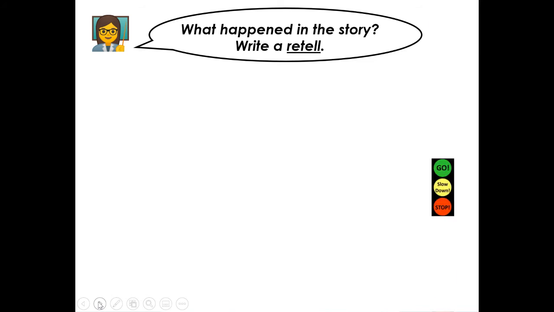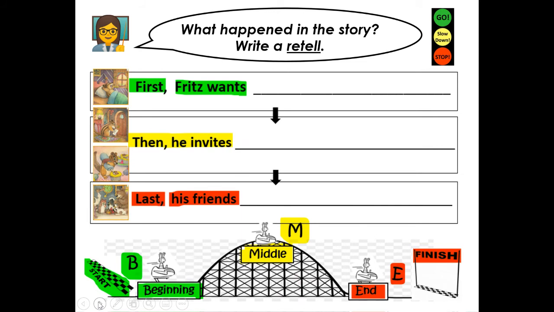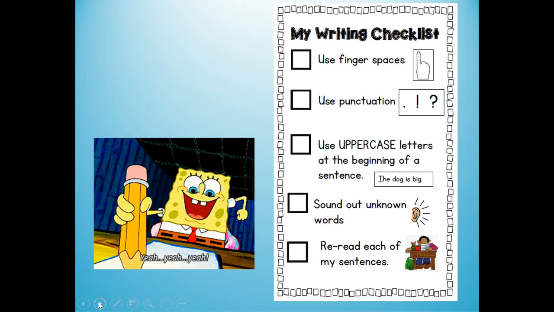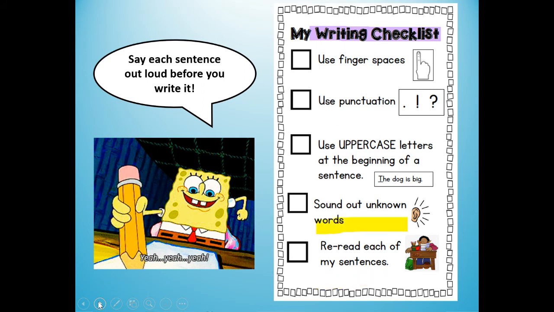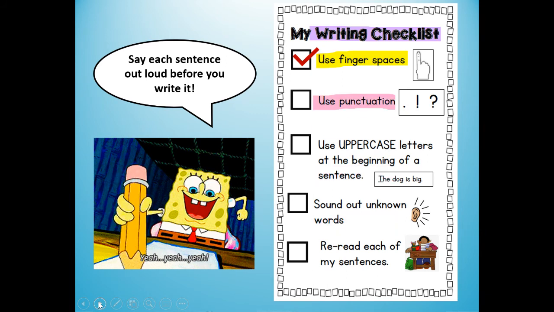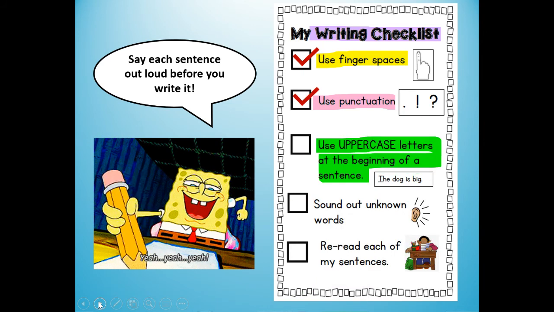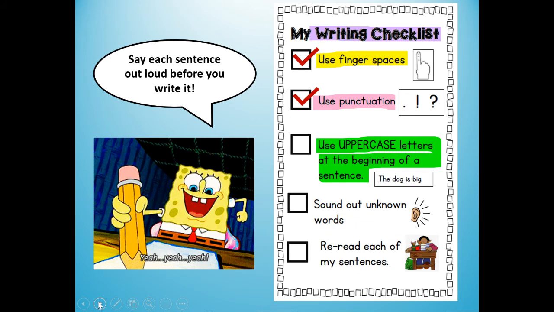Write a retell. So here it is, first, then, last. But before we do that, I want to remind you to say each sentence out loud before you write it. And when we're writing, here's our writing checklist. When you write each sentence, make sure you use finger spaces between your words. Use punctuation. That means put a period at the end of your sentence. Use uppercase letters at the beginning of a sentence, or a capital letter for the beginning of each of your sentences.